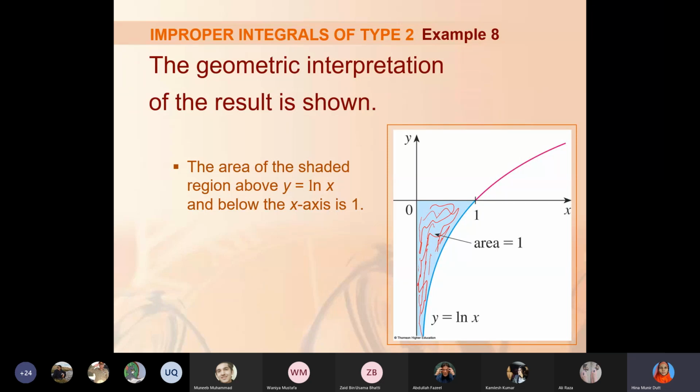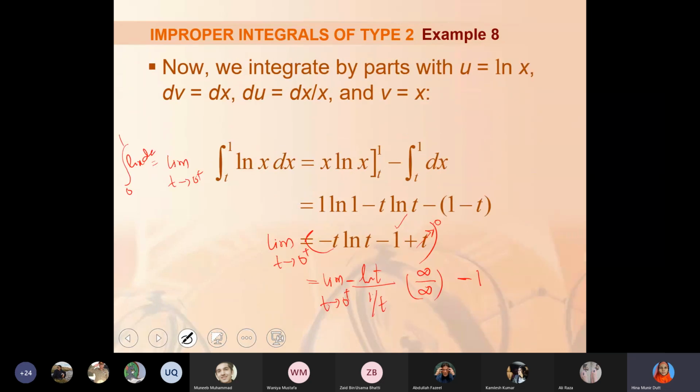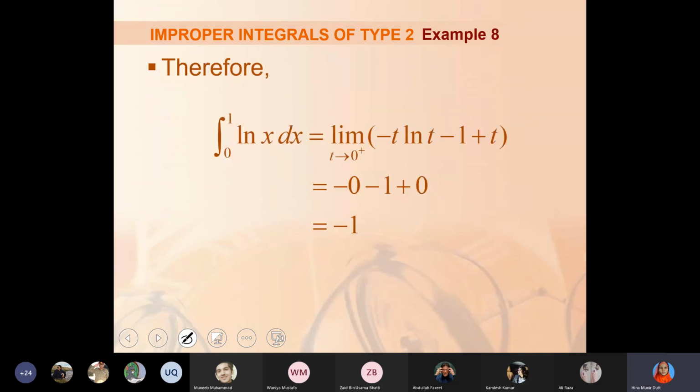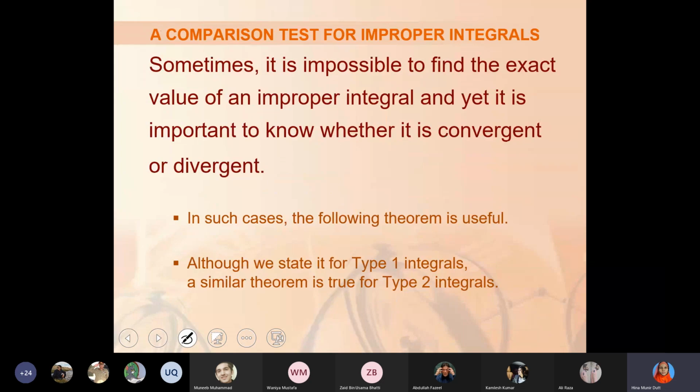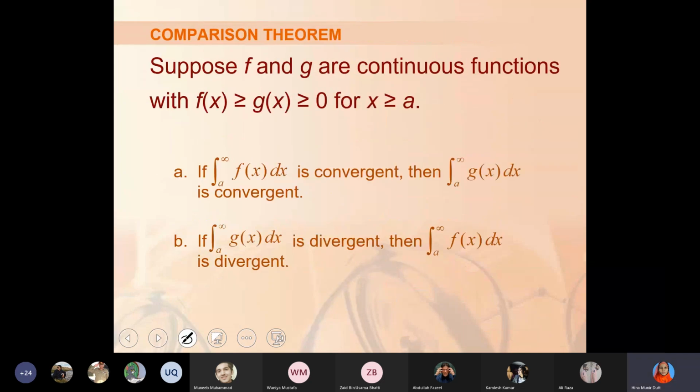Okay, got the points? All of you have got these things? So in an improper integral of type 2, you have to check whether your integrand or your function is becoming infinite within the limits of integration. If it is becoming infinite, then break your integral and then solve it by taking the limit. Okay ji, now I will explain the comparison theorem.